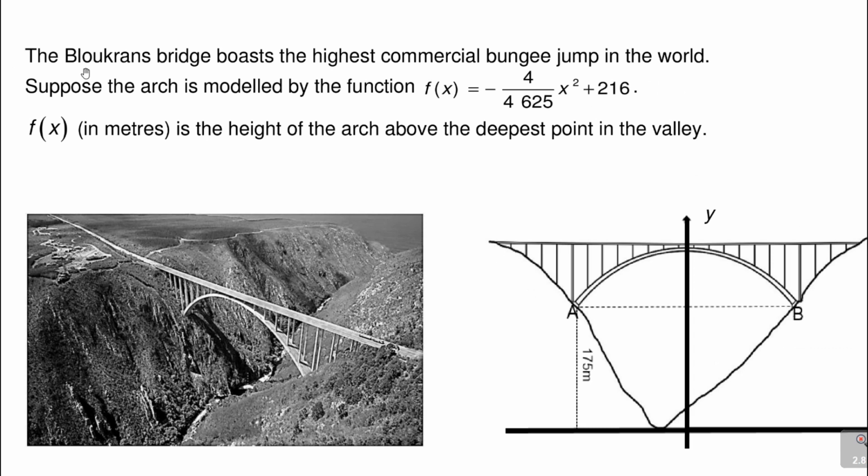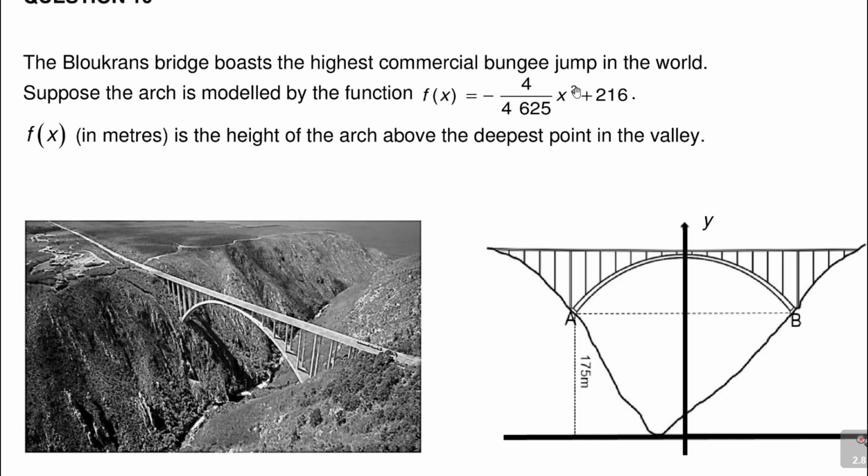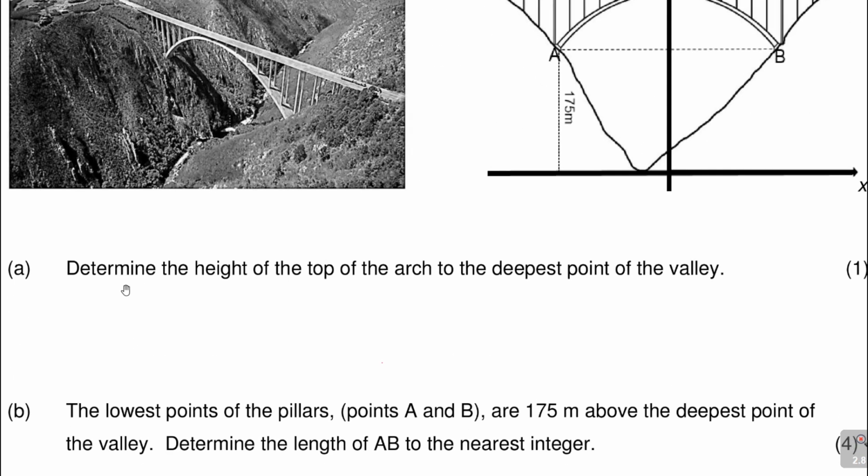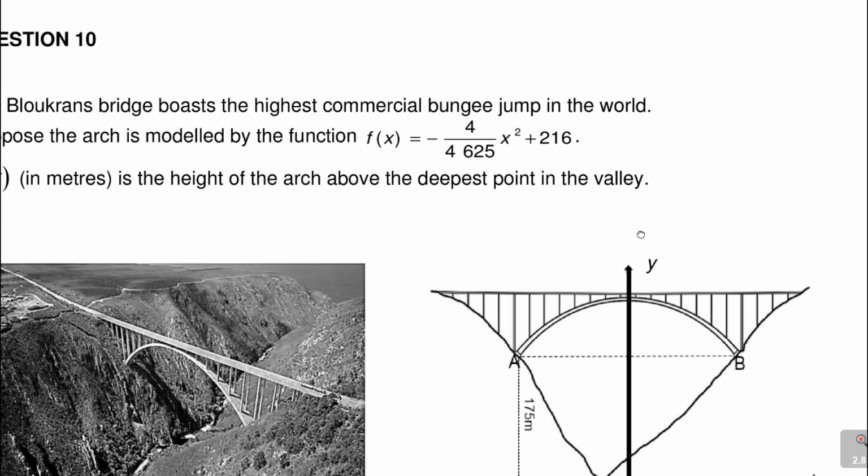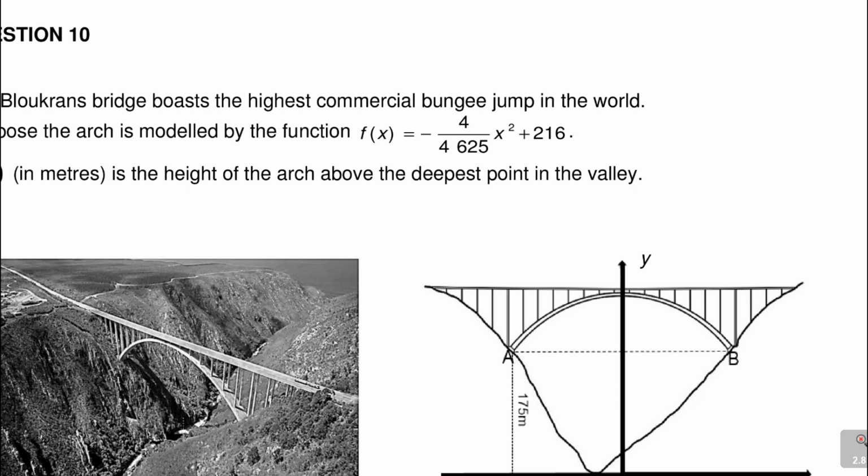It says the Bluecrans Bridge boasts the highest commercial bungee jump in the world. Suppose the arc is modeled by the function f of x is minus 4 over 4625 x squared plus 216. So it's more like quadratic, you know? This is a quadratic equation. And then f of x in meters is the height of the arc above the deepest point of the valley. So they gave that. And then they say determine the height of the top of the arc to the deepest point of the valley. As I say, if you can try to picture it yourself.